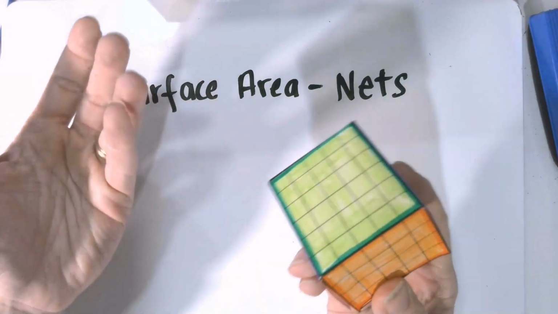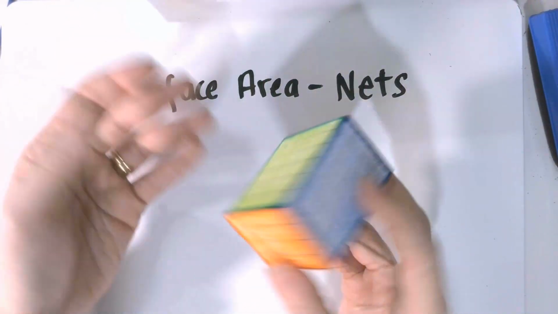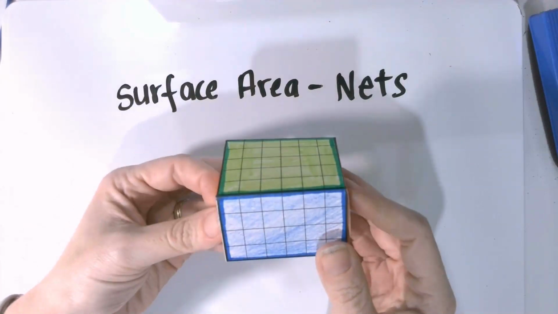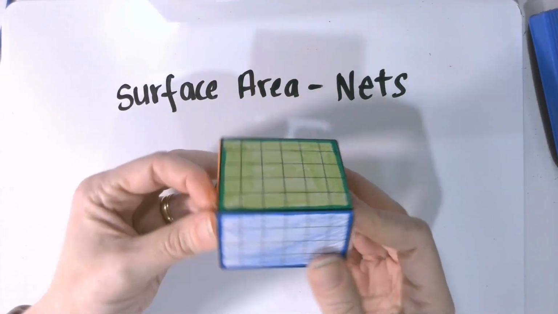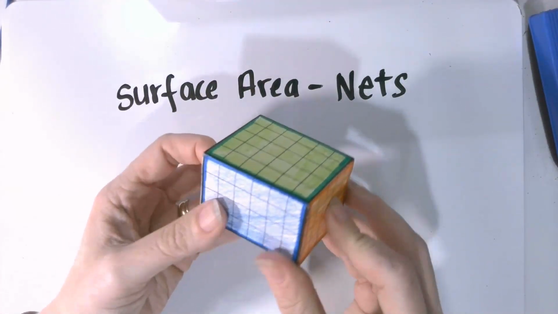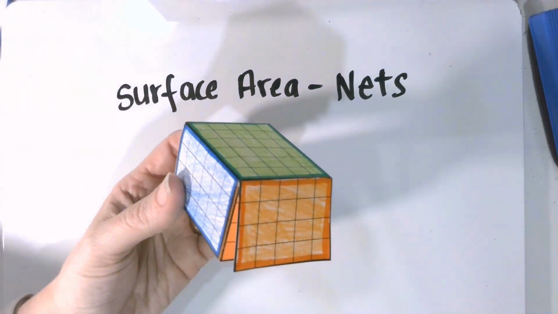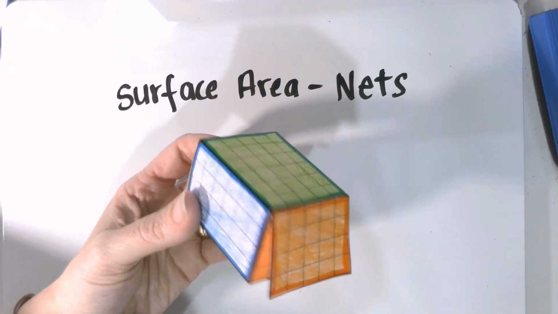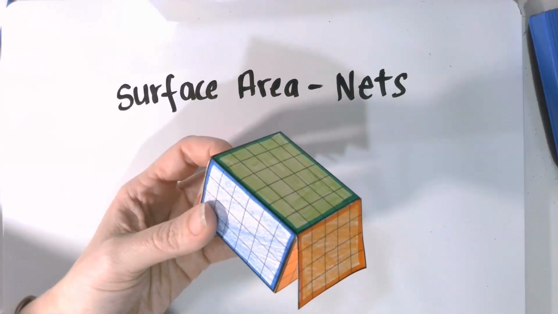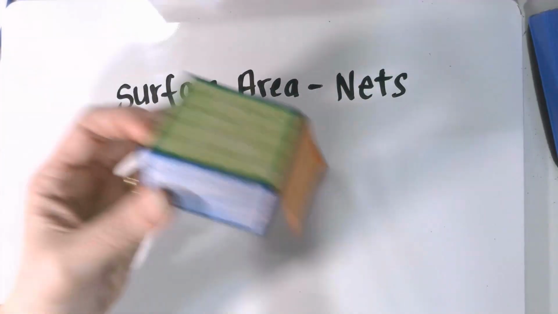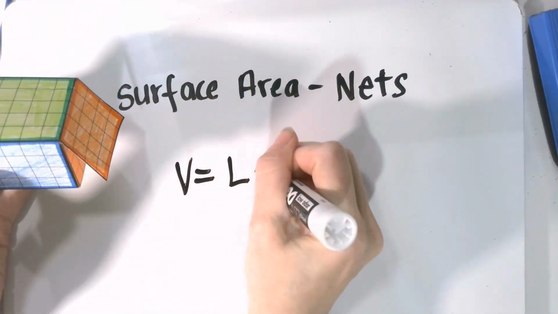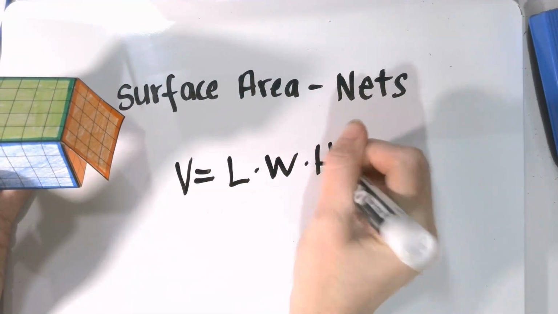This is just a rectangular box. And you should have already talked about how to find the volume of a right rectangular prism like this. And the formula for finding the volume is length times width times height. So let me write that down. Okay, so if we're talking about volume, we have length times width times height.